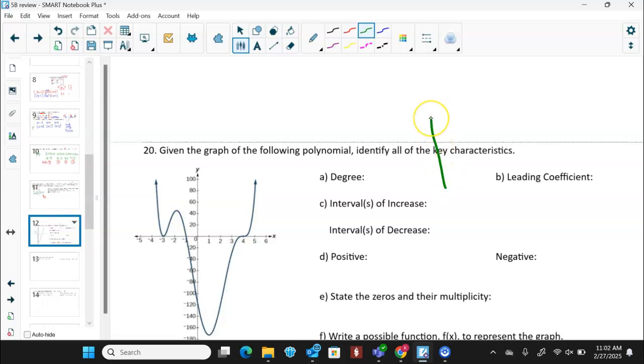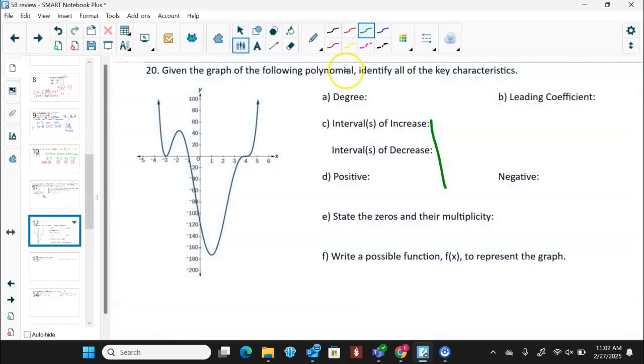All right. Next one is, given the graph of the following polynomial, identify the key characteristics. All right, so I have degree. So let's see, I got 1, 2, 3 zeros. What is their multiplicity?